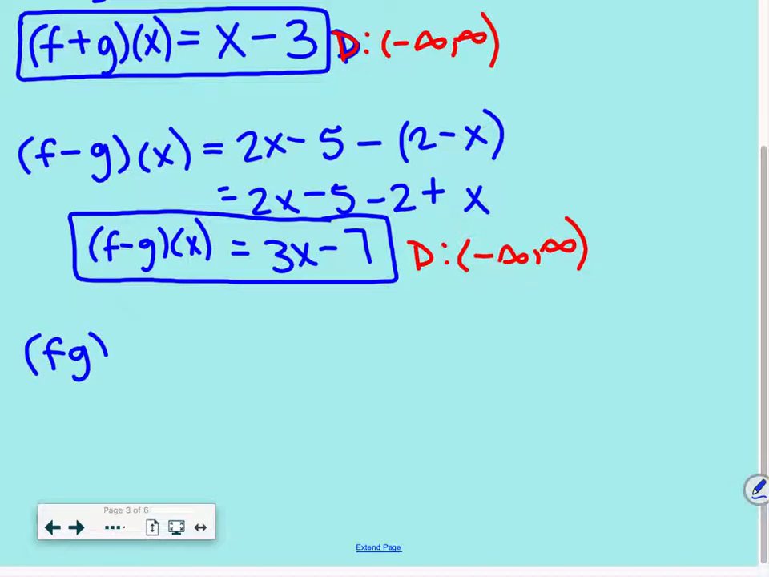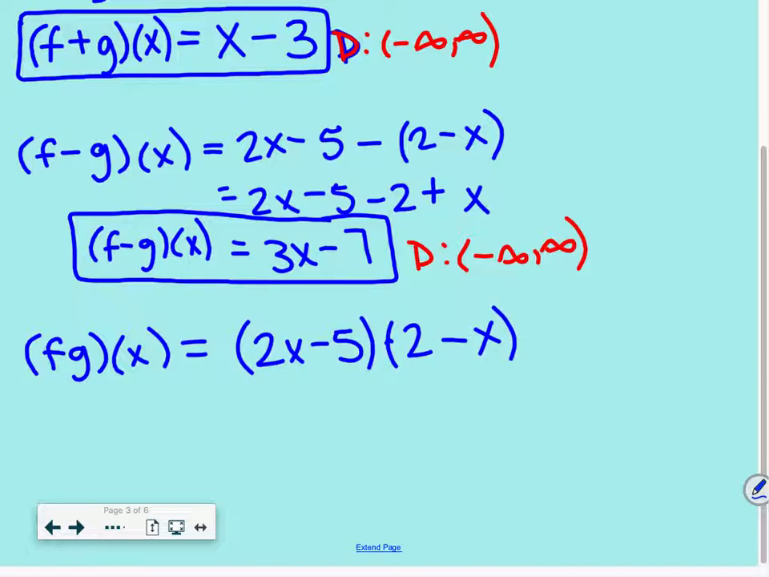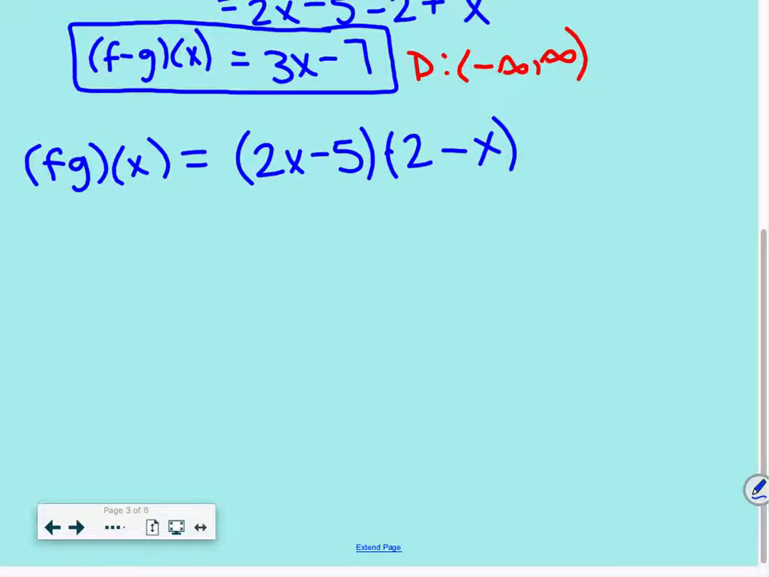F times g of x. Okay. Just make sure, once again, you are multiplying the functions in their entirety. So when we take 2x minus 5 and we multiply by 2 minus x, is that how we're going to write it? Probably going to write it in parentheses. Okay, go ahead and take 1 minute, FOIL that out, and combine like terms.